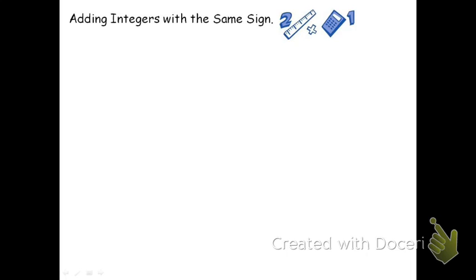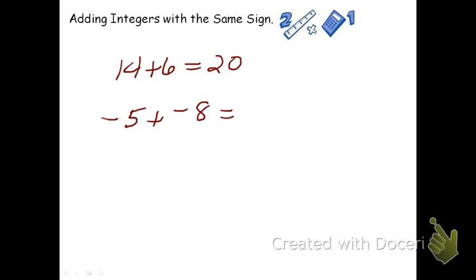When we add integers, if they have the same sign, just go ahead and add them together. For example, if I have 14 plus 6, those are both positive numbers, I just add them together. If I had a negative 5 plus a negative 8, the signs are the same, so just add them together and keep it as a negative. So 5 plus 8 is 13, so it's going to be a negative 13.